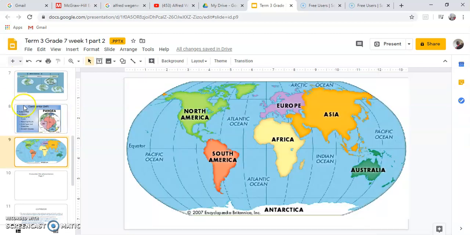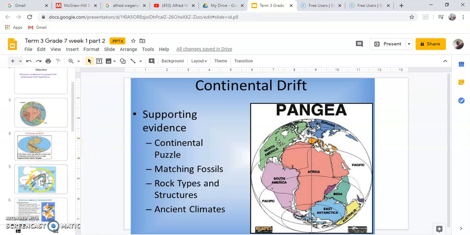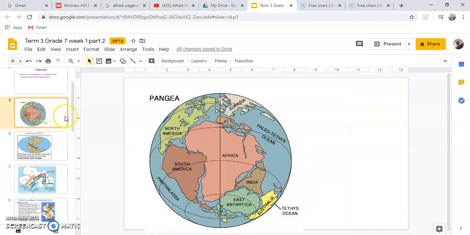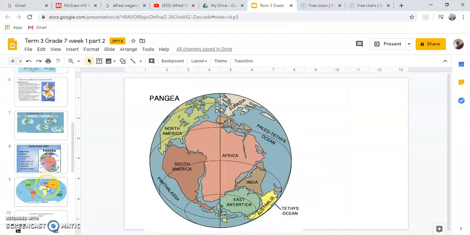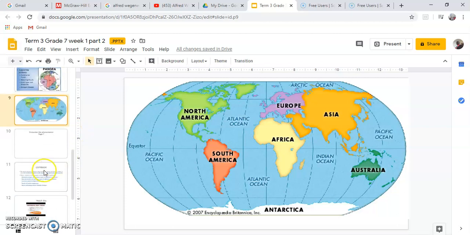Don't bother to write. I will let you know what to write and where to write. These are the evidences that we have: the continental puzzle and the matching fossils, like we explained from the slide here. We have the matching fossils here. We have the continental puzzle. When we look at it from here and compare it here, we see it can still be fitted together. We have the rock structure and the mountain ranges, similar mountain ranges that we have in different continents.